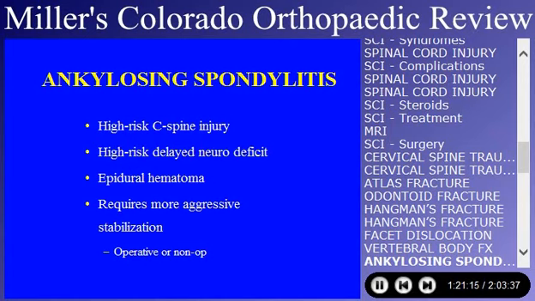This is one of the few conditions where, if you see a worsening neurologic pattern, the right answer might be a laminectomy to evacuate the hematoma, because that is a pattern of injury that you'll see.